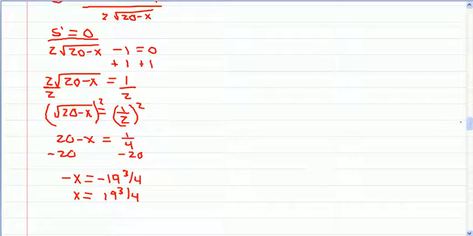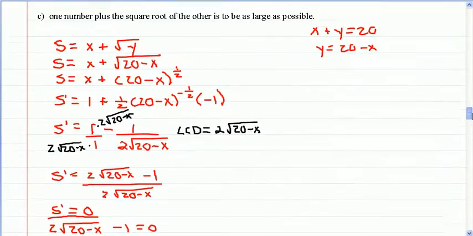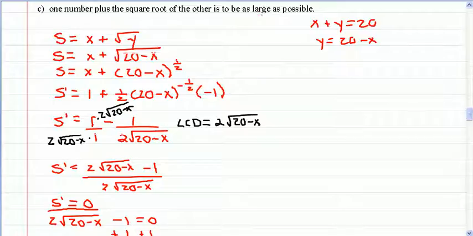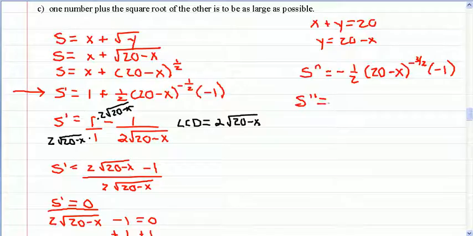So to make sure that x equal to 19 3/4 will give us a maximum, because we want this to be as large as possible, I take the second derivative, using this form, and I substitute into s double prime 19 3/4.